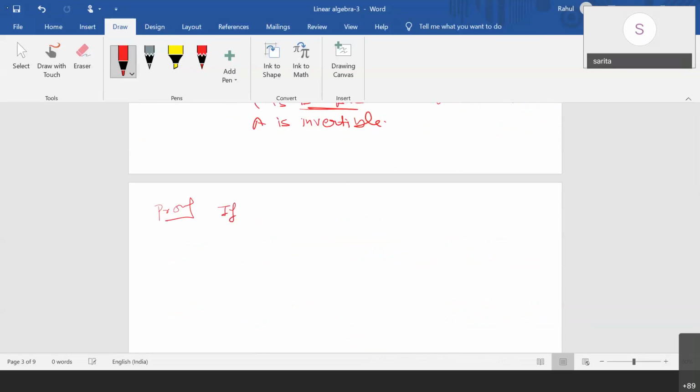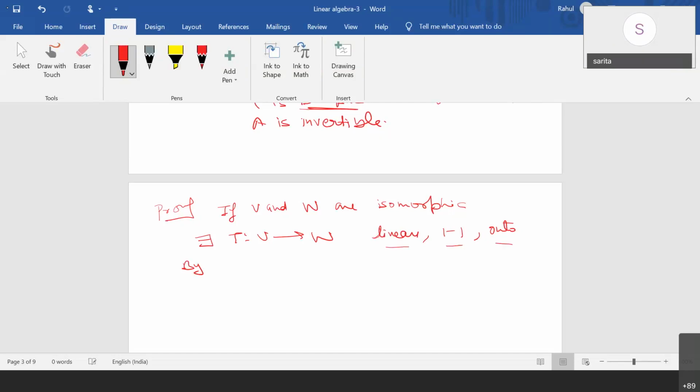If V and W are isomorphic, then the dimensions are the same. If V and W are isomorphic, there exists a linear transformation T from V to W such that it is linear, one-to-one and onto, right?